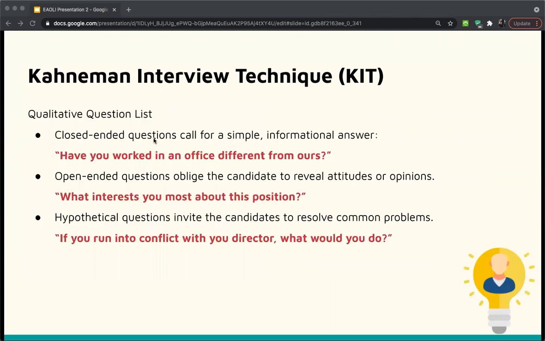And now we'll go deeper into qualitative questions. Here are some questions that you could consider using. In my case, my personal favorite was the hypothetical ones.